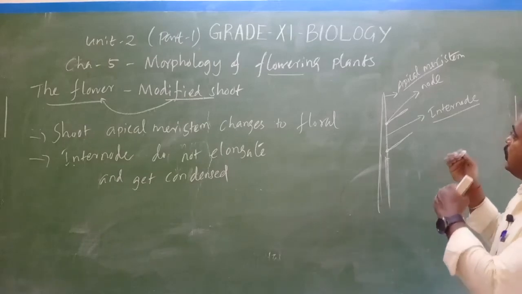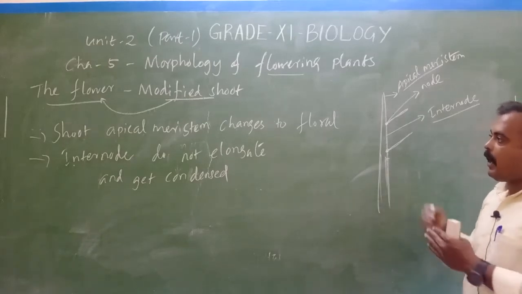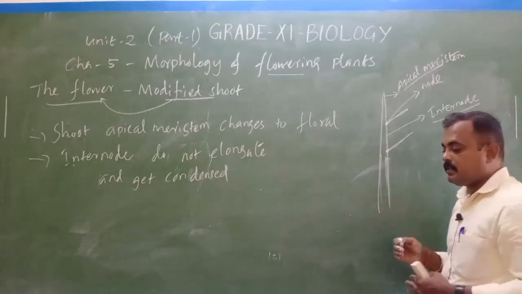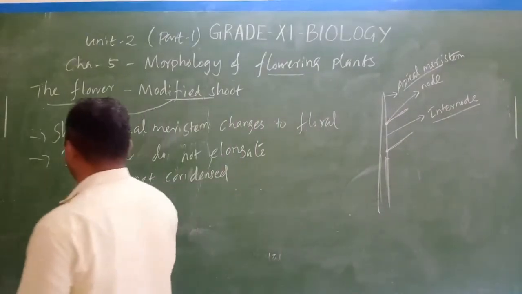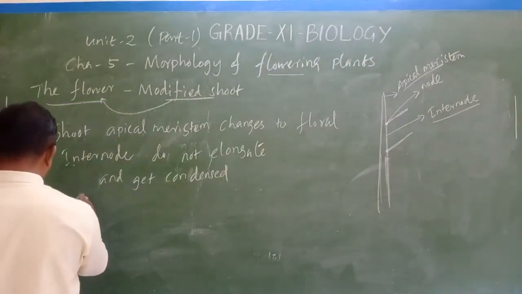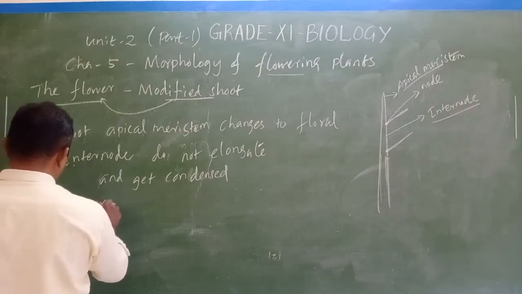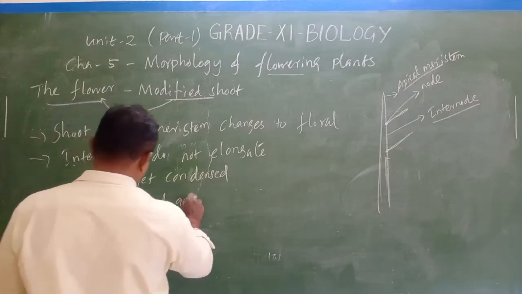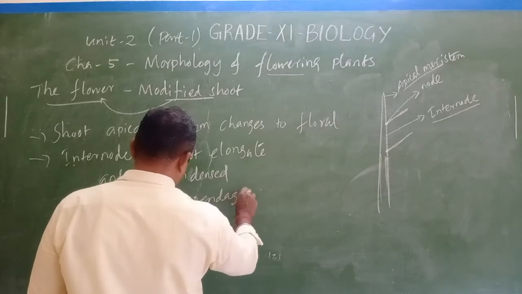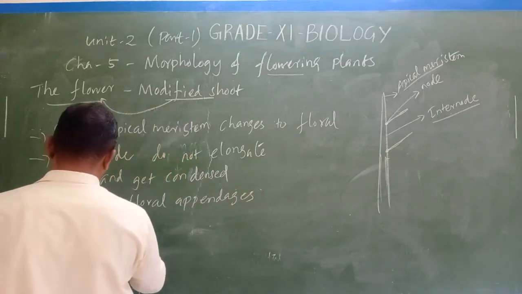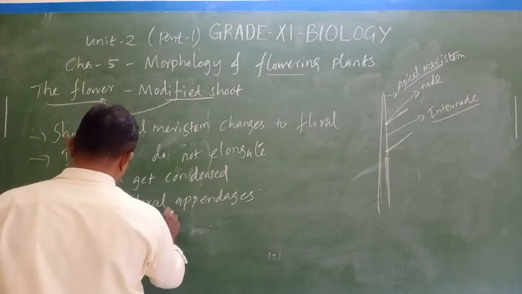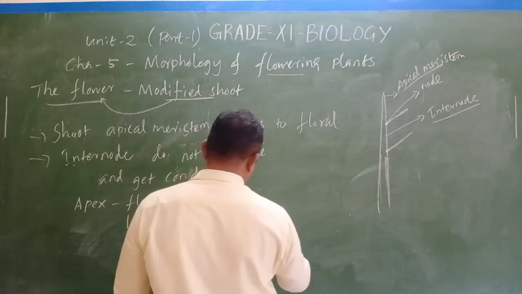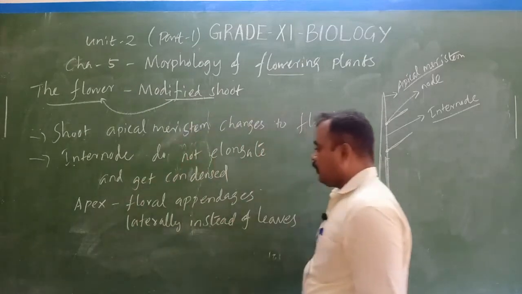So the internode gets condensed and the apical meristem also joins together. So it is changed into a flower. So this is about the flower. And here the apex has floral appendages laterally instead of leaves.